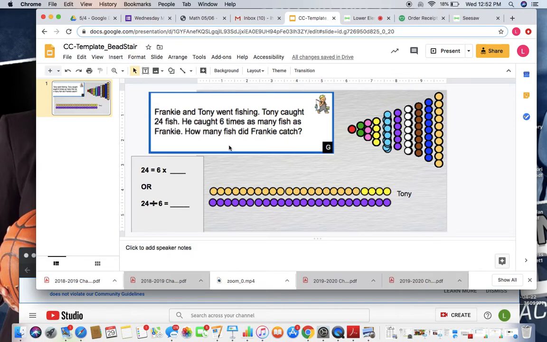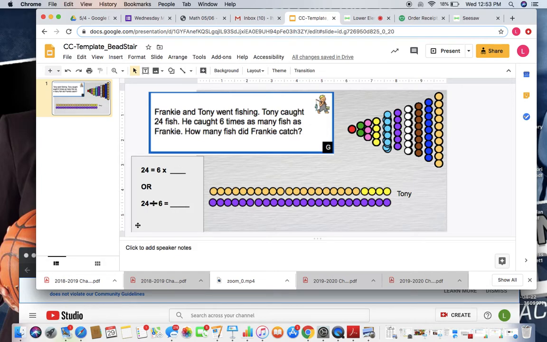Okay, so we can look at how we would write this problem in 2 ways. We know that 24 is equal to, and if we follow our words in our problem, 6 times something. And that blank would be how many fish Frankie caught.